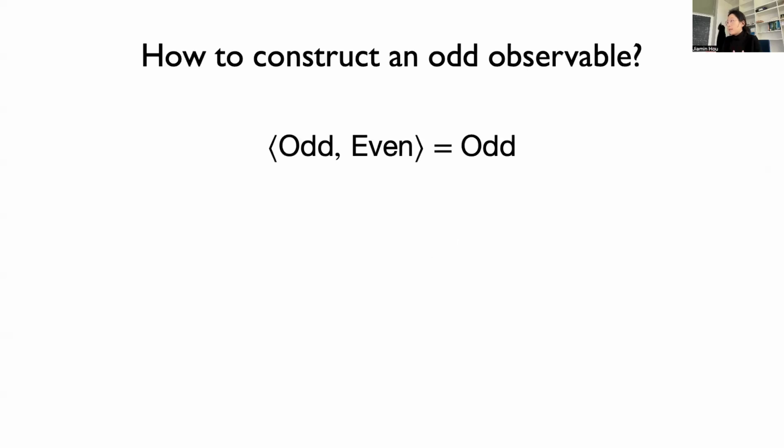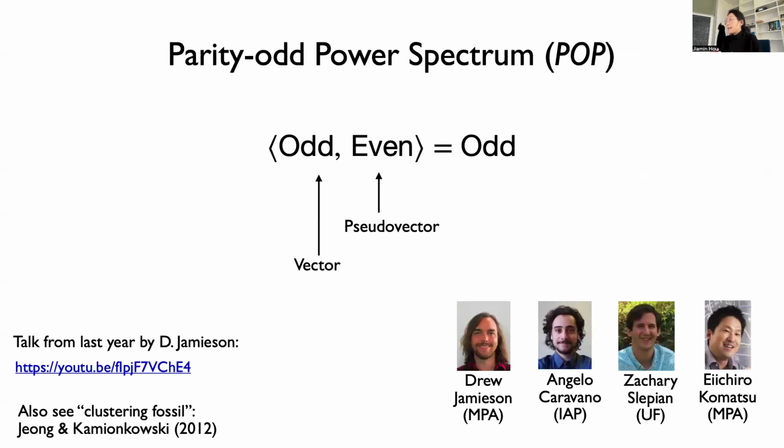And the next question becomes, how can we construct an odd observable? A simple idea is to cross-correlate an odd quantity with an even quantity, because odd multiplied by even is an odd. For example, a vector transforms as parity odd, whereas a pseudo-vector transforms as parity even. Therefore, by cross-correlating an odd vector quantity and an even pseudo-vector quantity, we can obtain an odd observable. This is the basic idea behind this parity odd power spectrum, or POP for short.